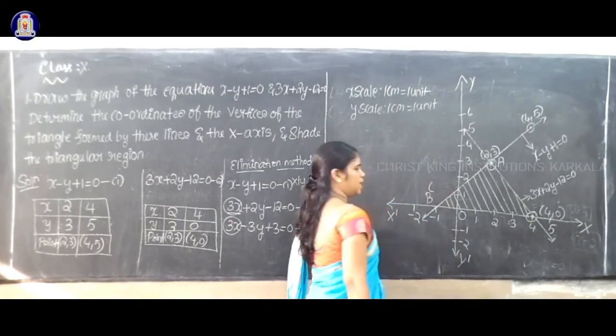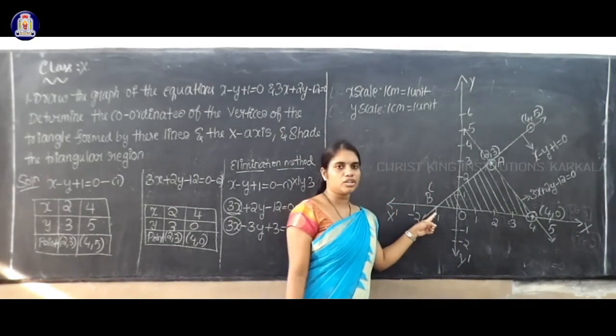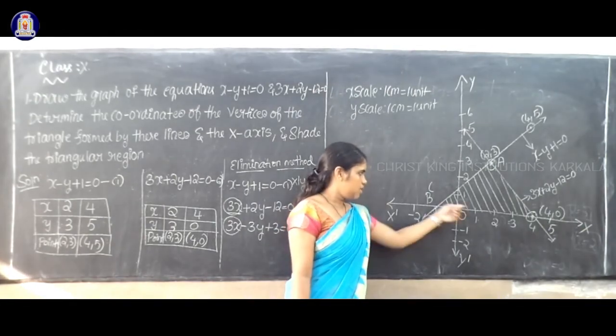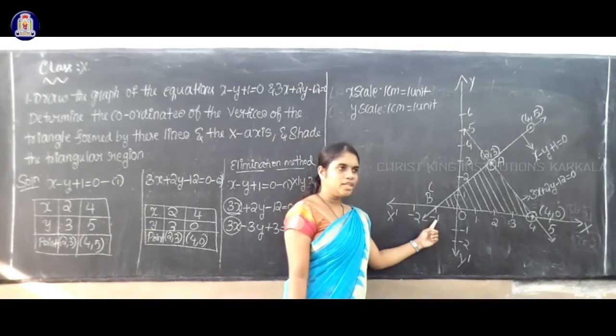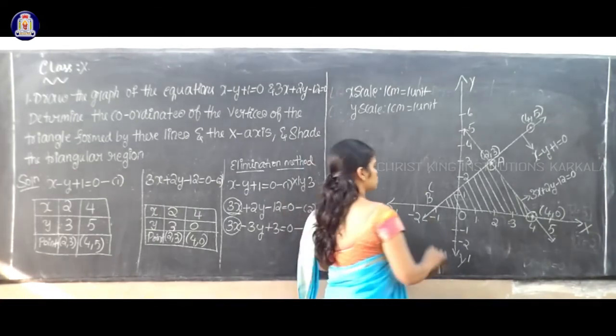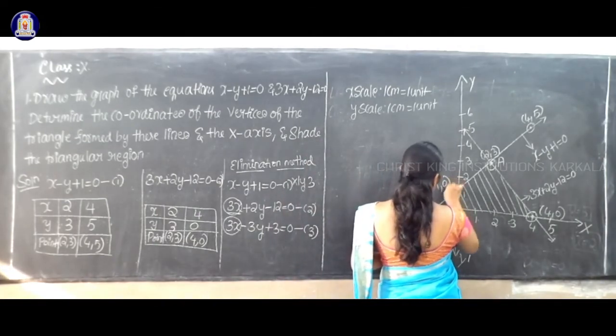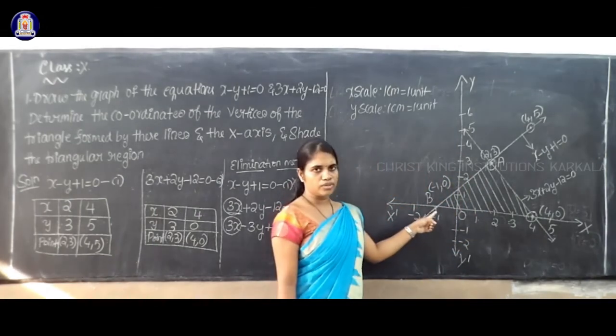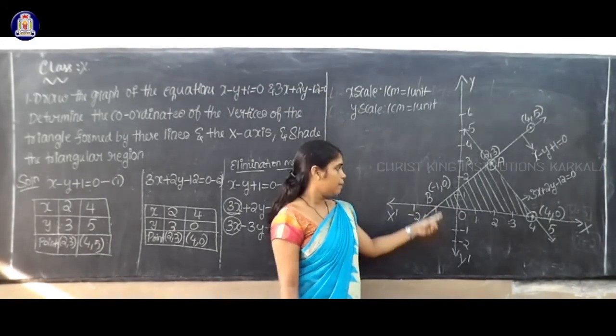So students, can you tell me what is the coordinate of this point? This is on the x-axis. So what is the x coordinate here? -1. So this is -1, 0. The coordinate of this point B is given by -1, 0.